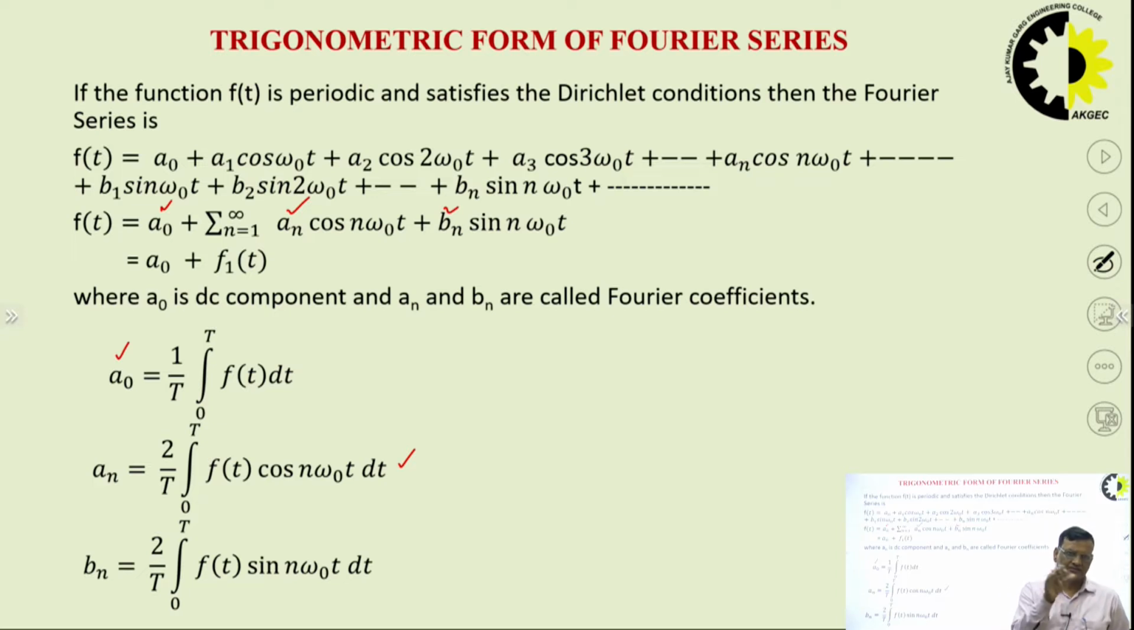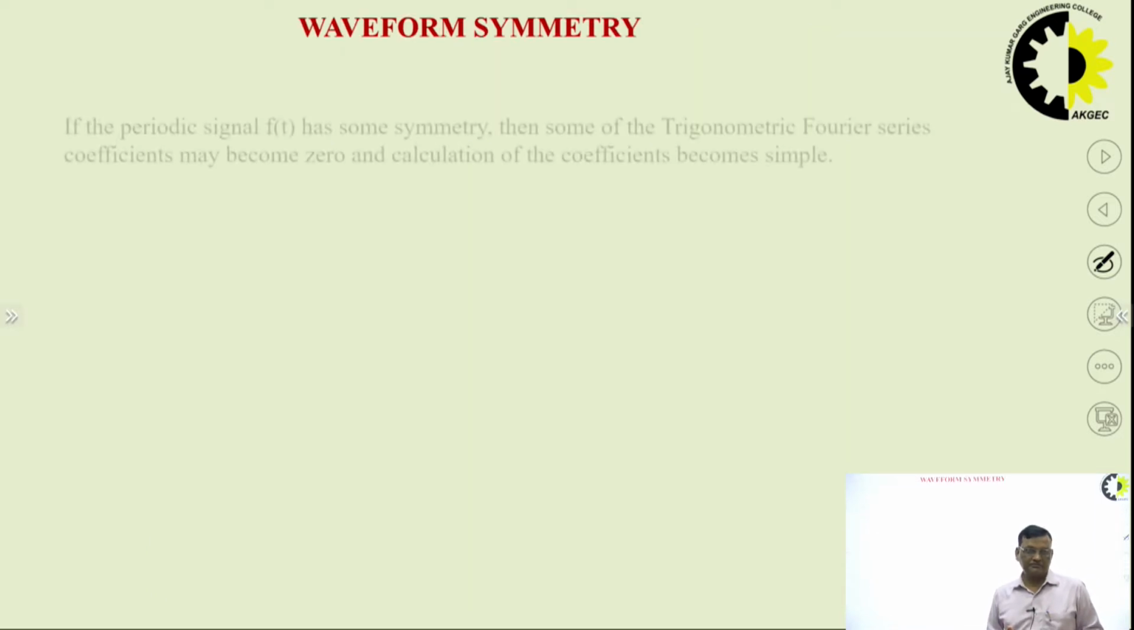Here I have just taken the brief idea just to explain the importance of the waveform symmetry. So these three coefficients are required to express any given signal in terms of the Fourier series, especially in the trigonometrical form of Fourier series. So now we come to the waveform symmetry.